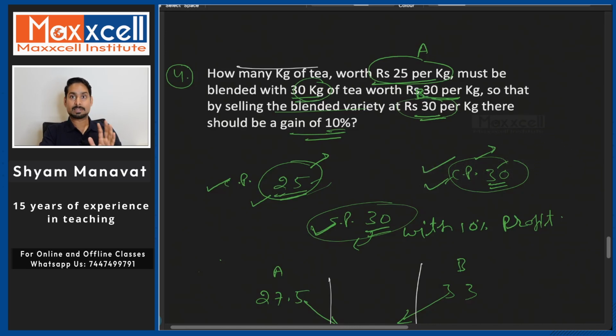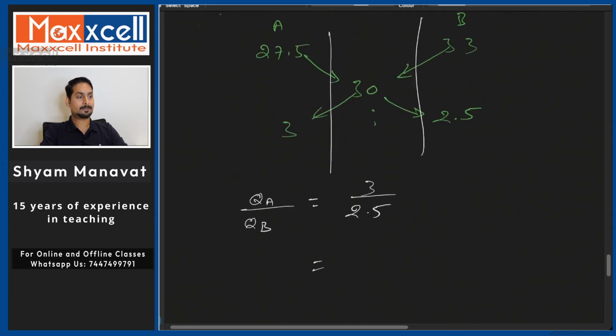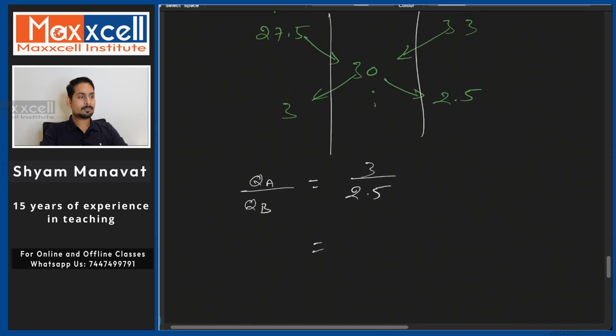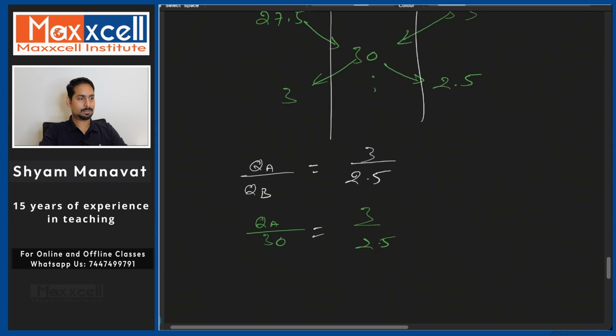I hope the question is clear. Read the question twice. If the question is not clear, read it again. The question should be clear, the instruction should be clear. This 30 kg is the quantity for type B tea. Now quantity of A we need to find out, and quantity of B is given, 30 kg. This is 3 by 2.5. Cross multiply. So what do you get? Quantity of A is 3 into 30 by 2.5. Simplify, remove the decimal, put 0 here.